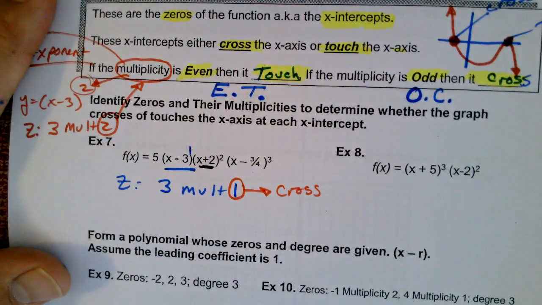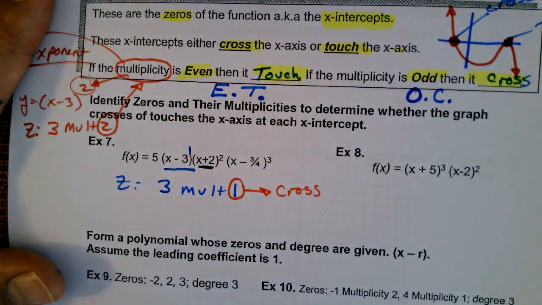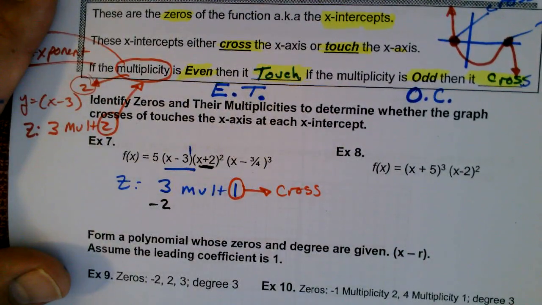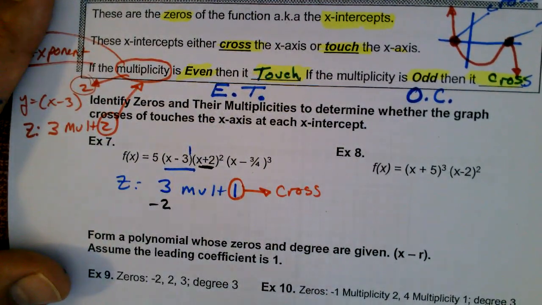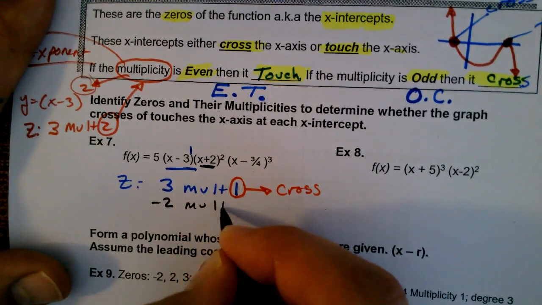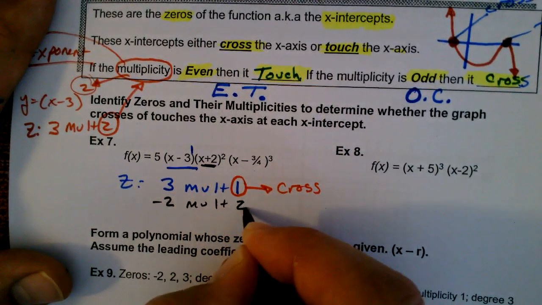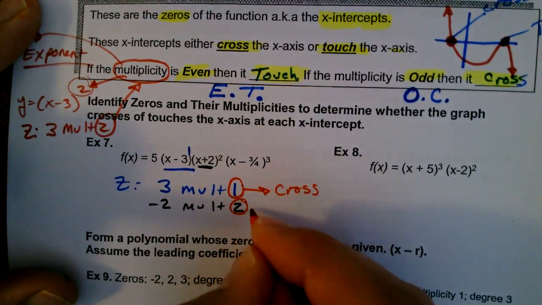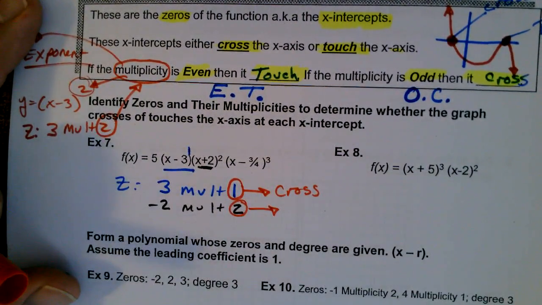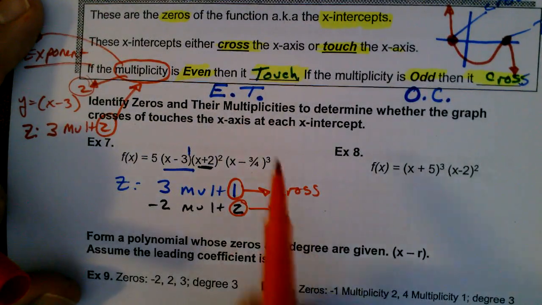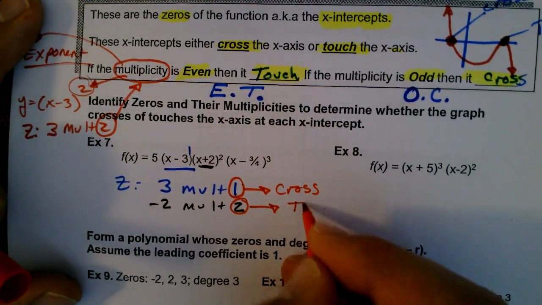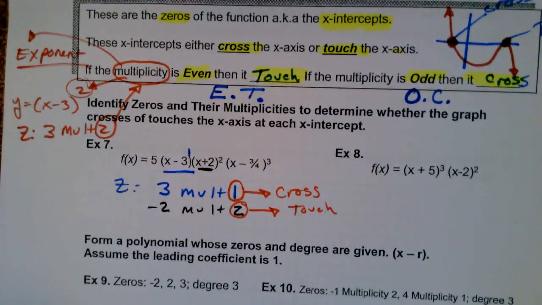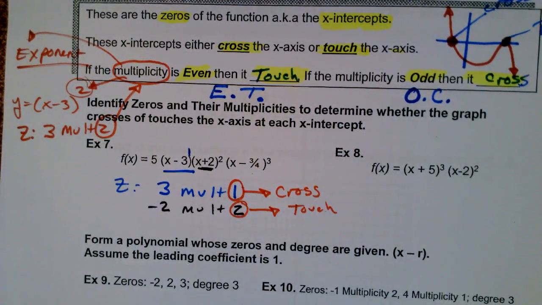So the next one I have is x plus 2 quantity squared. Opposite of what I see, so negative 2 is going to make that a 0, right? Negative 2 plus 2 is 0. The multiplicity is its exponent. Its exponent is a 2, and that exponent tells me even or odd, touch or cross. 2 is an even number. That's a touch. Okay. Let me know if this is not making sense here, y'all.